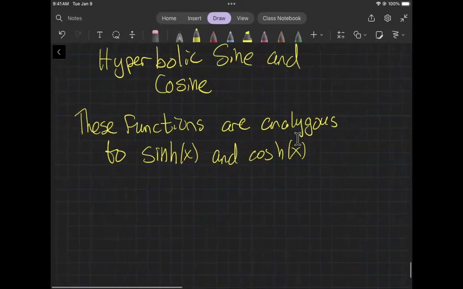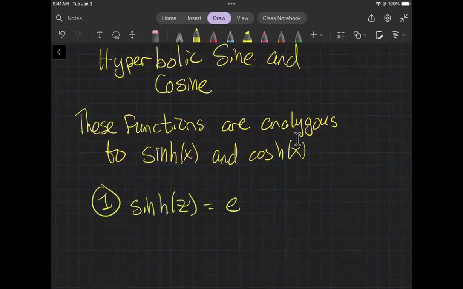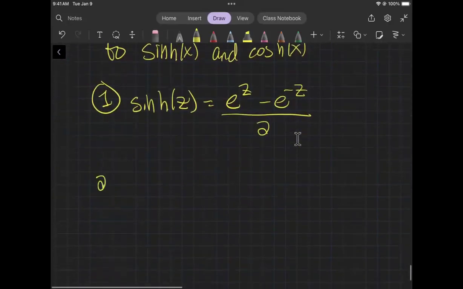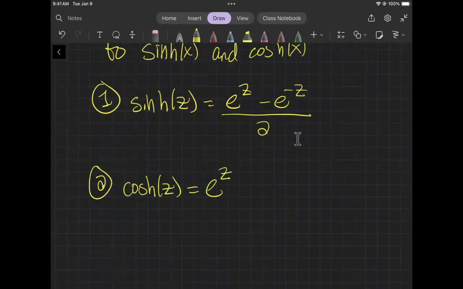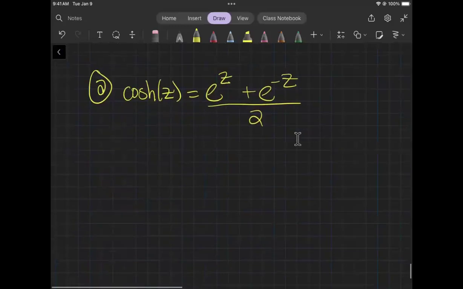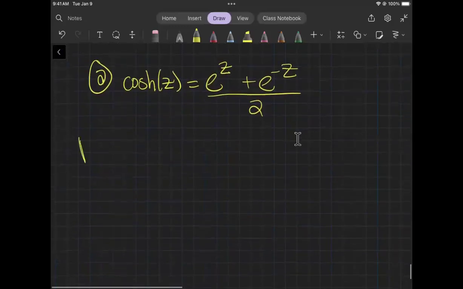So hyperbolic sine of z equals e to the z minus e to the minus z, over 2. The second, hyperbolic cosine, is equal to e to the z plus e to the minus z, over 2. Okay. And that's it for trig functions.